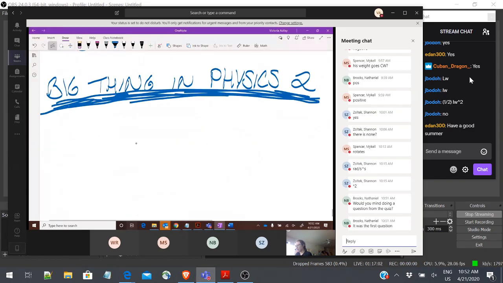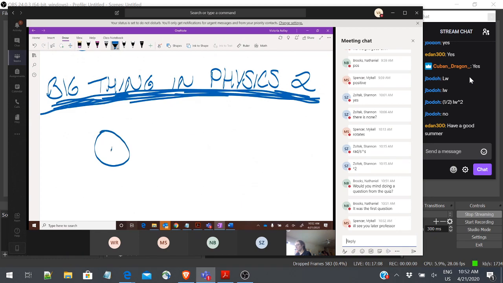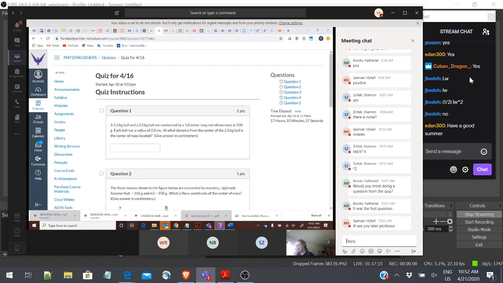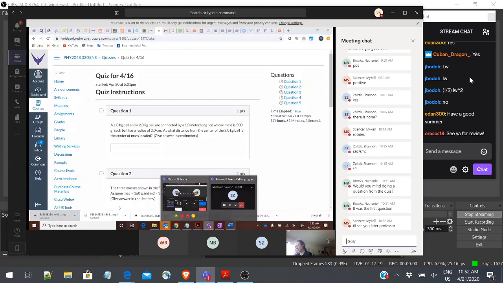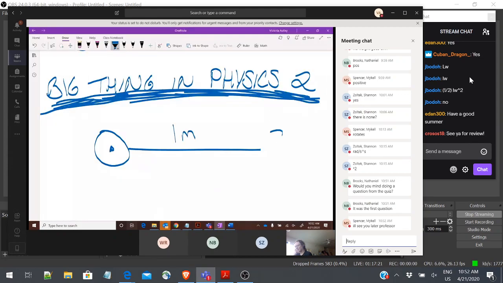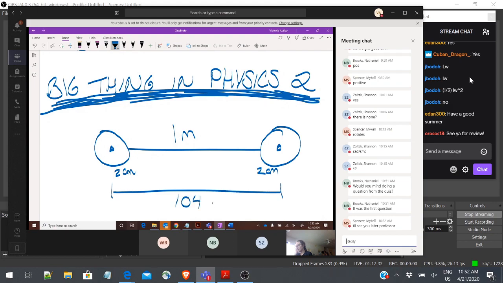So you had a ball and it had a radius of 2 centimeters. Let me draw this bigger. And then you had a 1 meter rod. I don't think it specifies. The 1 meter long rod is from the end to the end. Right, so from center to center, it would be 104 centimeters.